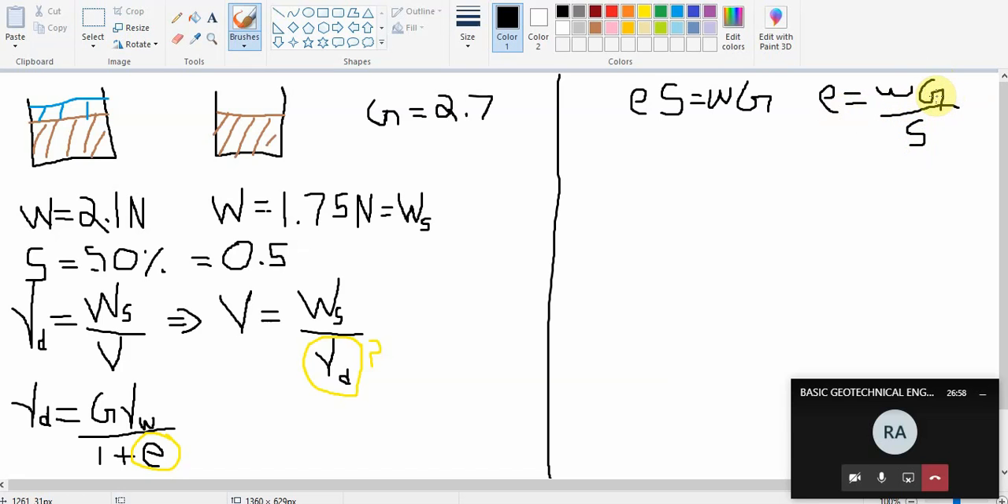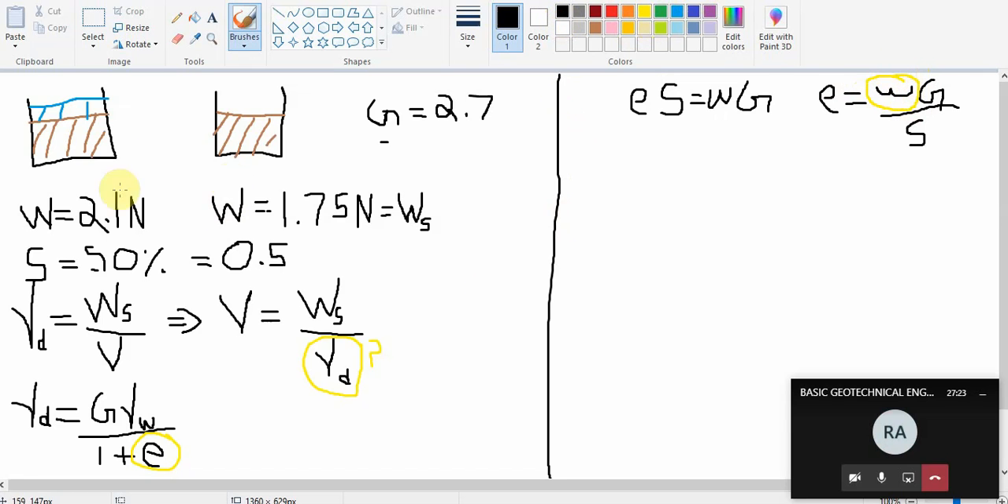We know the value of G. It is 2.7, and in the question S is given as 50%. S is 50% here, so S is 0.5. G is 2.7, S is 0.5, but we don't know the value of W. So the W value is unknown. So we have to find out W. How do I find W?